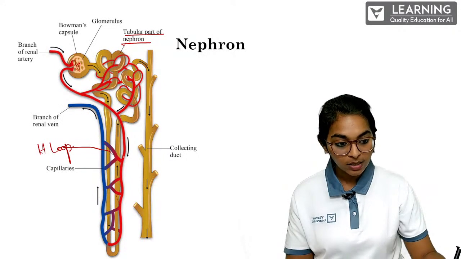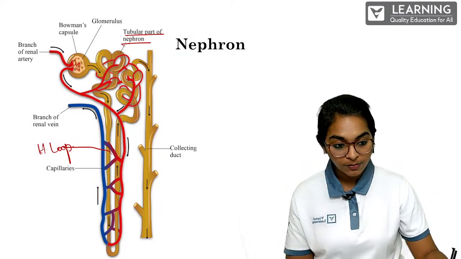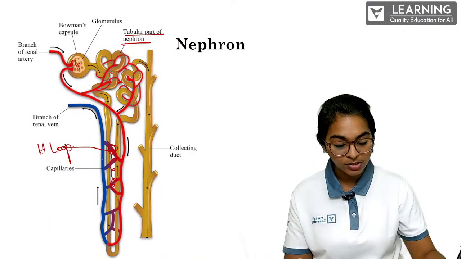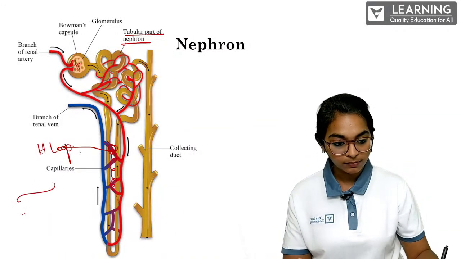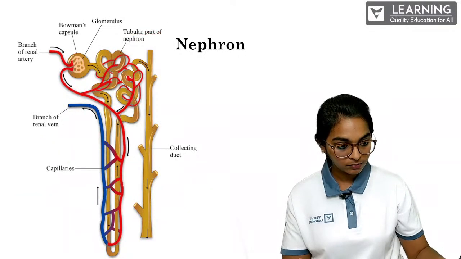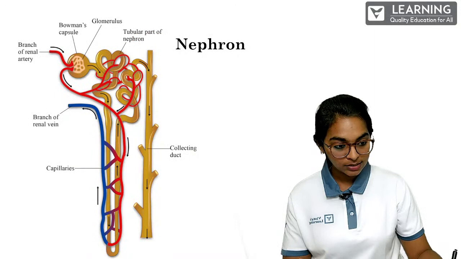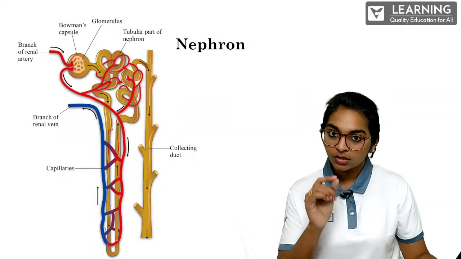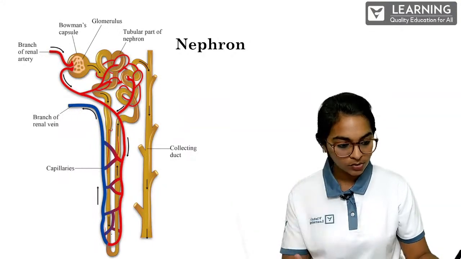So once the segregation happens, what will happen? Can you see here? The arteries are converting into veins here, which means here you have all these capillaries. So here where the liquid is there, which liquid? The water, salts, urea. Okay, let's say water and salts. So this water and salts are present here.